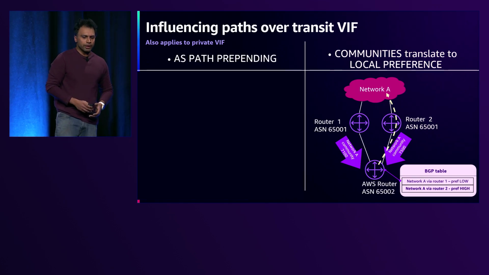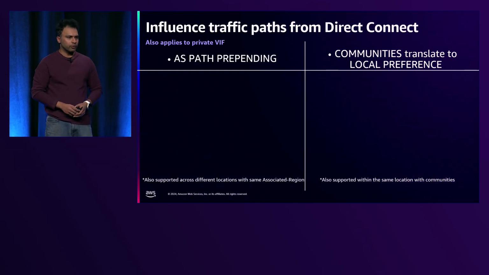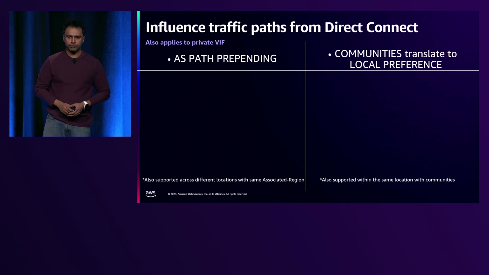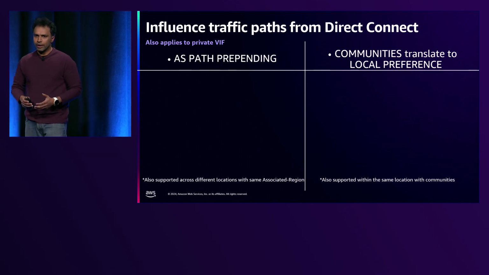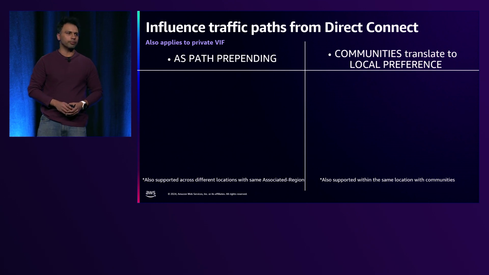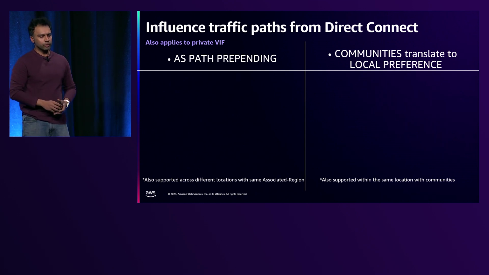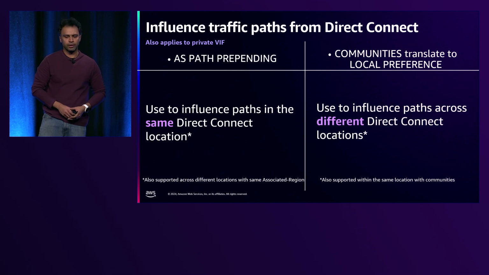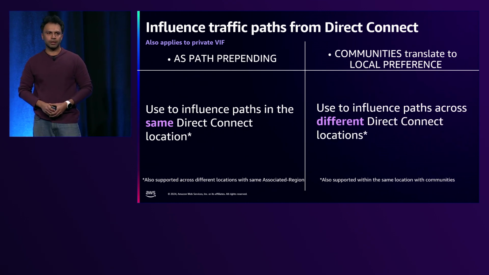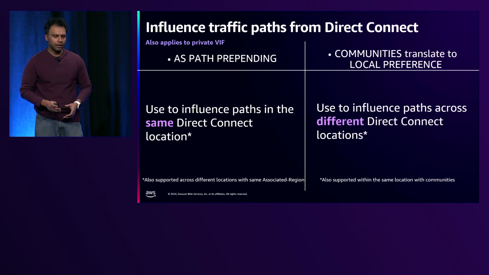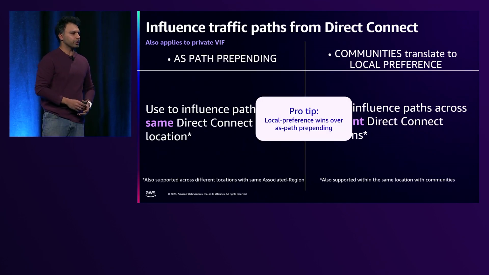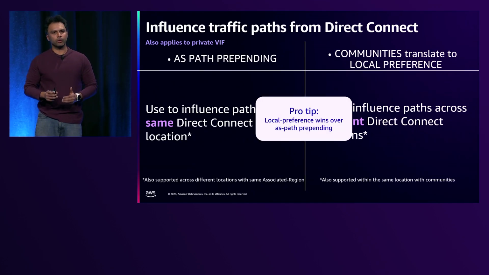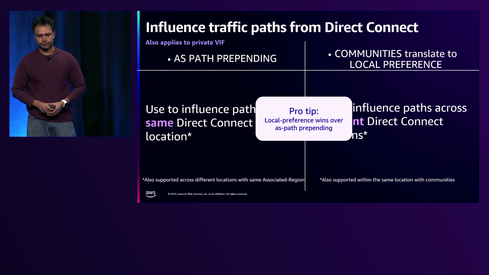All right, so now that you have 2 mechanisms to influence paths from AWS to on-prem, the question is when to use which. While there are various permutations and combinations of using these, here is a simple mental model that you can use. Use AS path prepending when you want to influence paths in the same Direct Connect location. Use local preference when you want to influence paths across multiple Direct Connect locations. And here is a pro tip: in case you configure both of them, local preference will always win over AS path prepending.